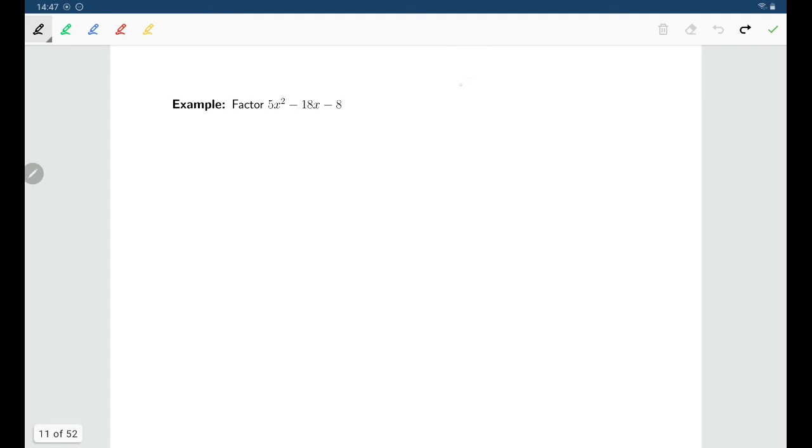Rather, the numbers that we're looking for need to multiply together to give us whatever the coefficient for the x squared term is times the constant term. So in other words, the numbers that we're looking for need to multiply out to whatever 5 times negative 8 is, or in other words, negative 40. And they need to add up to whatever the middle coefficient is, that negative 18. So I'm looking for numbers that multiply out to negative 40 and add up to negative 18.